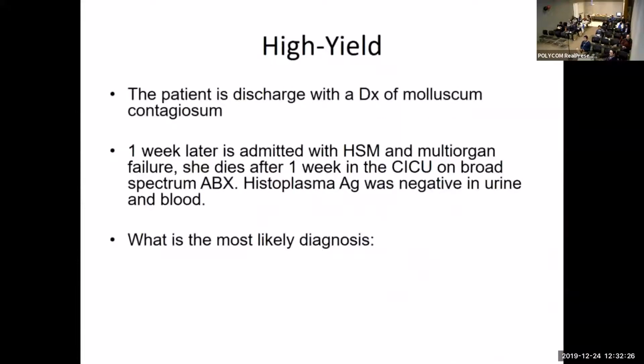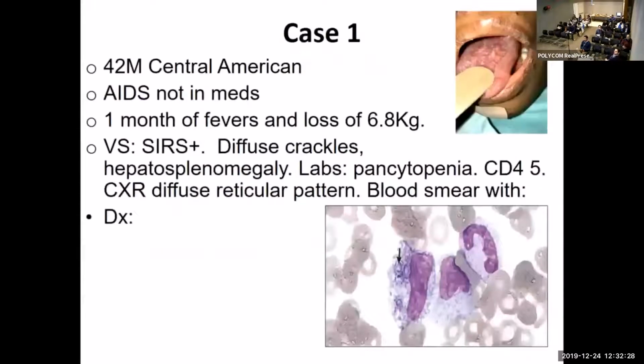Okay. So case number 1, now going into endemic mycosis fully. This is a 42-year-old male from Central America. He has AIDS. He's not on medications. We don't know the CD4 from the past. He presents with 1 month of fevers, and he lost 6.8 kilos. He's coming with vital signs, SIRS criteria. In the physical exam, you see a tongue ulcer.